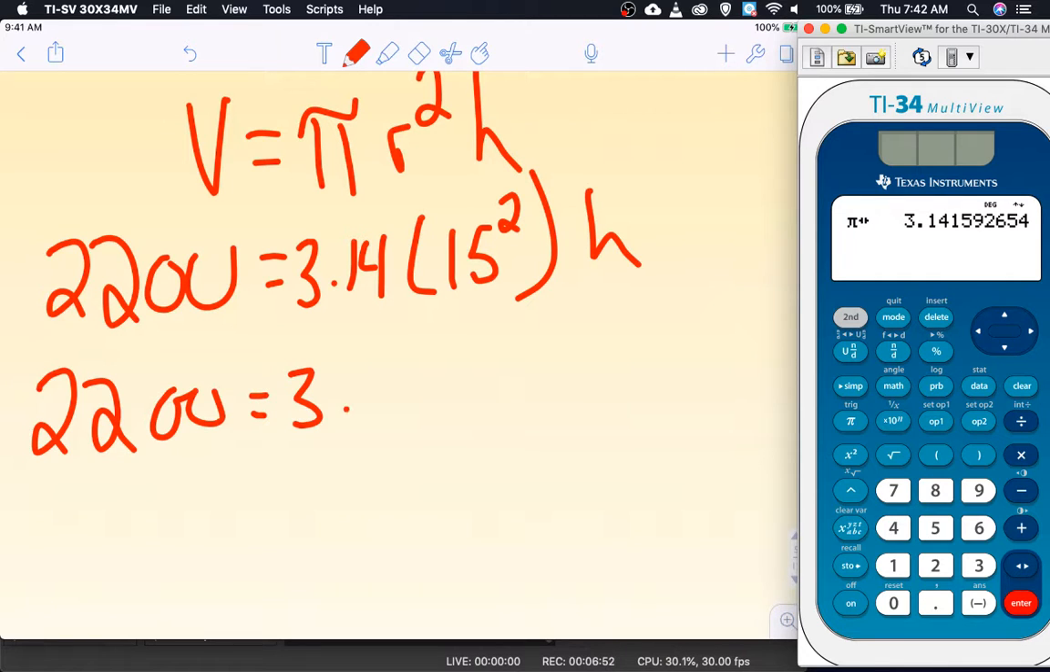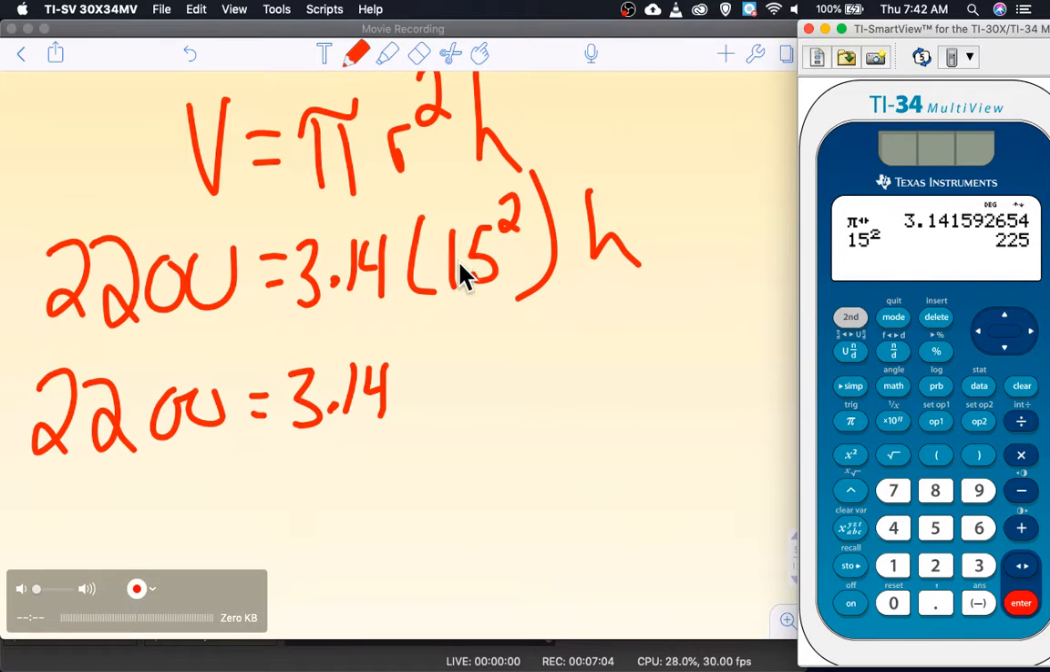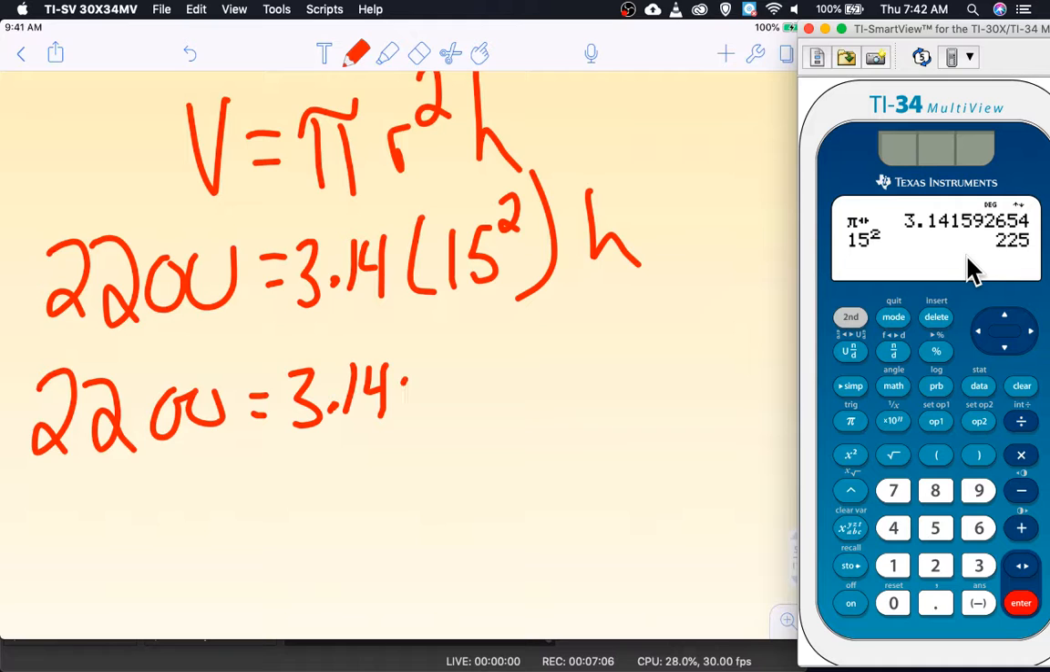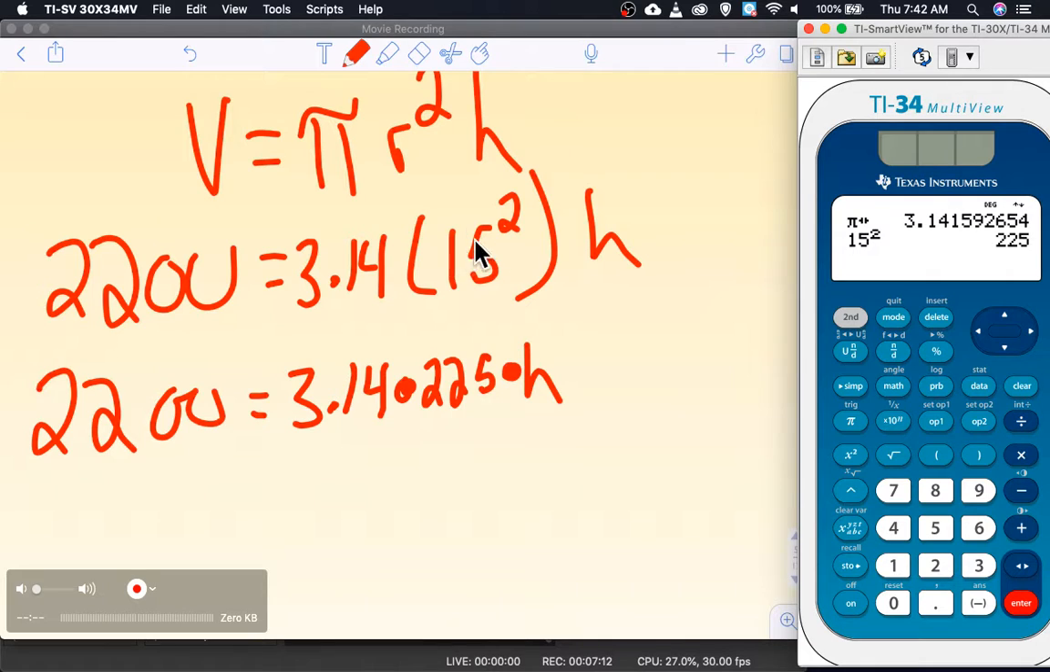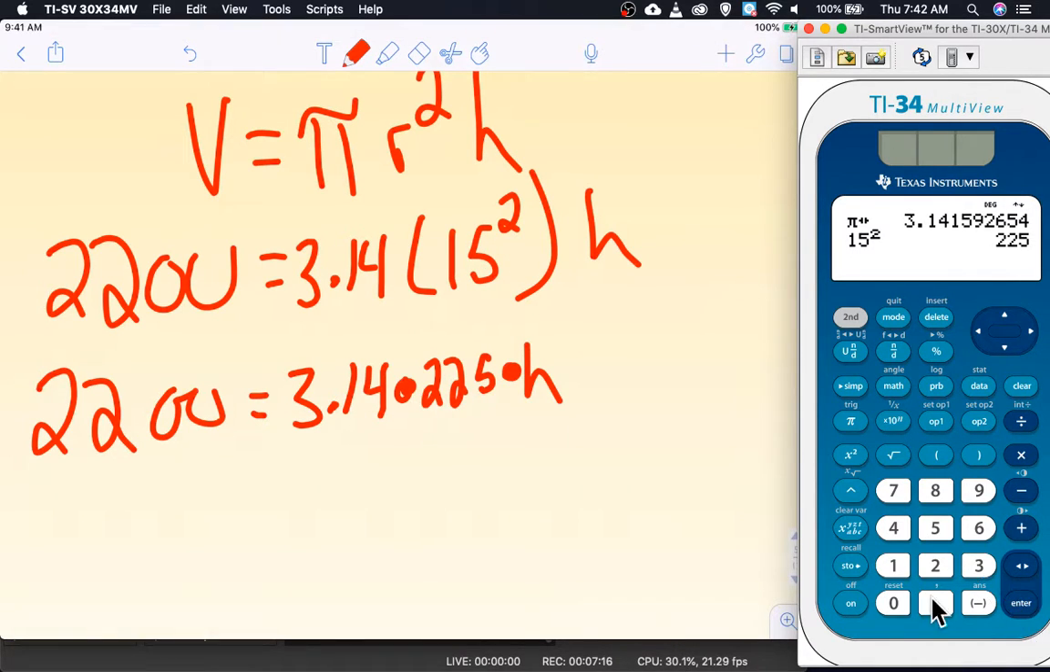I do actually like using 3.14. There's nothing wrong with using the pi button. We will get the same approximate answer. I just like it because it gives me simpler decimals. Okay, 15 squared is 225. So I simplified my exponent piece. I'm going to multiply these together.